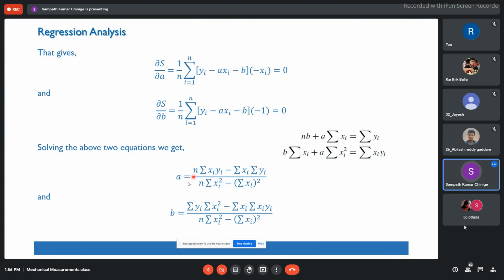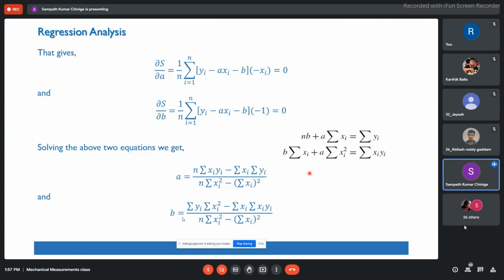So solving these two expressions for b and a, we will finally end up with a equivalent to n, where n is the number of readings, times Σxiyi. We have input, we have output, xi into yi we will find out, and the summation of all of that is your Σxiyi. Minus the individual summation of all the xi's and the individual summation of all the yi's, all divided by n times Σxi square, that is the summation of all the xi square values, minus the summation of xi whole square.